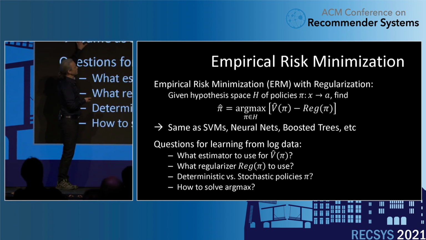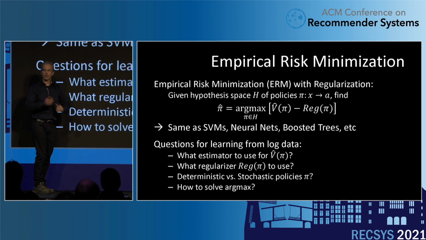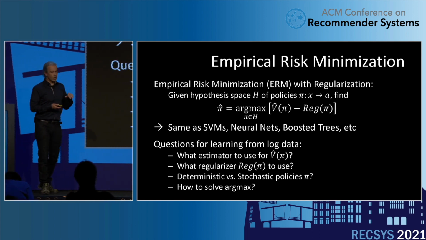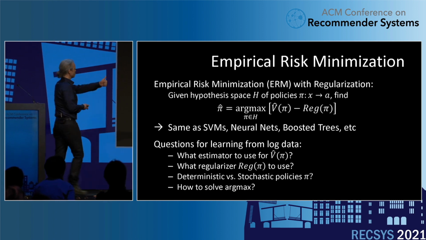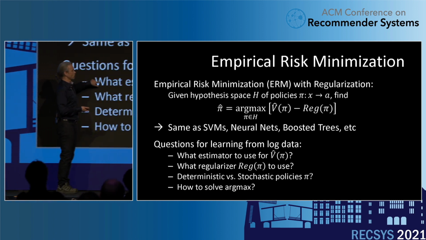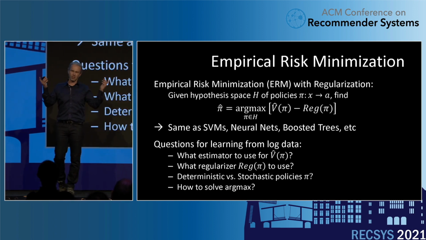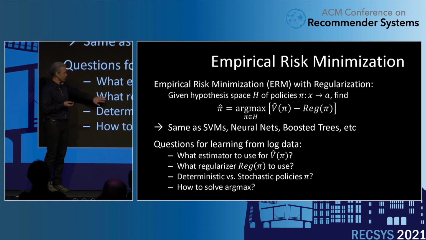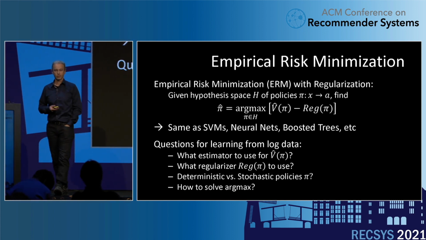And so in principle, this is what most machine learning methods do. They do well on the training set because that gives us good generalization performance. So now how do we do this in this counterfactual setting, in this off-policy setting? We have to decide, what estimator do we use for training error? In supervised learning, it's pretty obvious, right? It's the training error. But here we have to use something else. How do we regularize? Are we going to use deterministic versus stochastic policies? And then how do we solve that optimization problem, the training problem, basically?